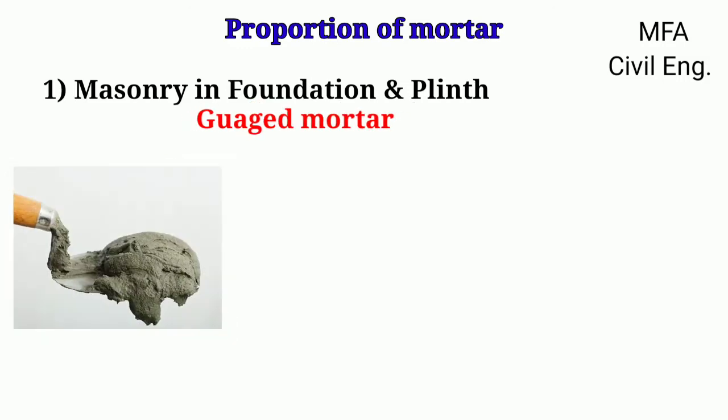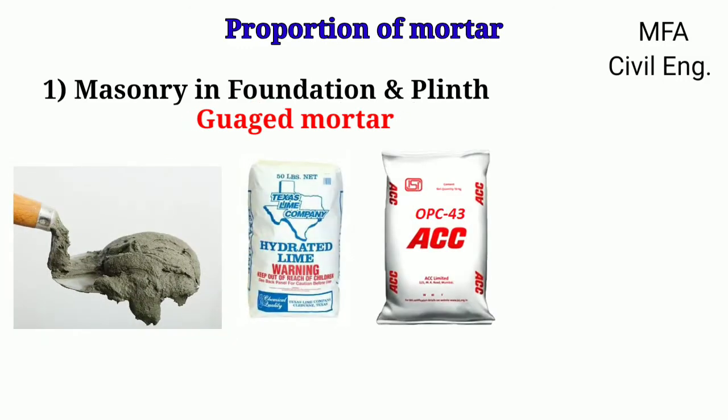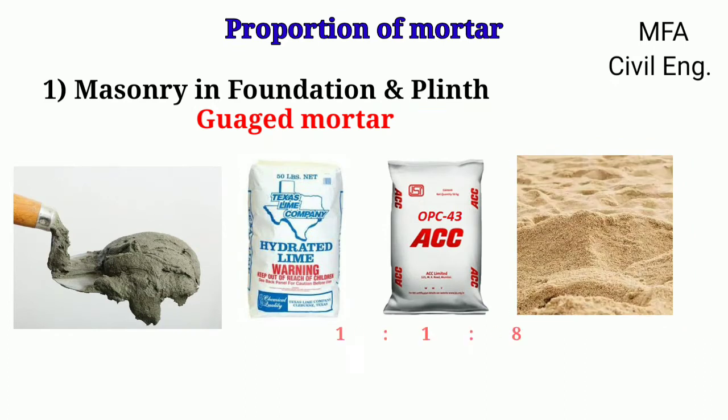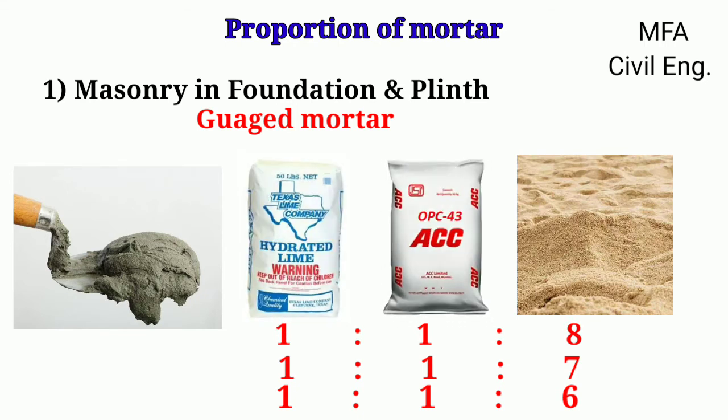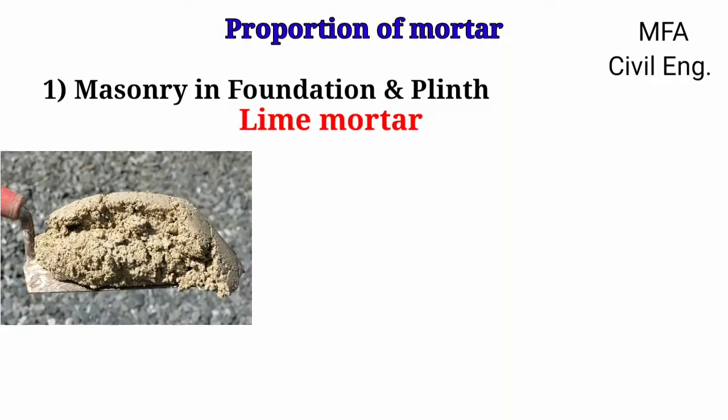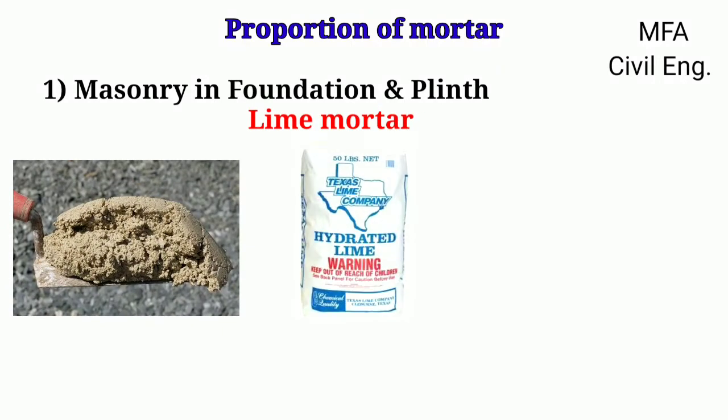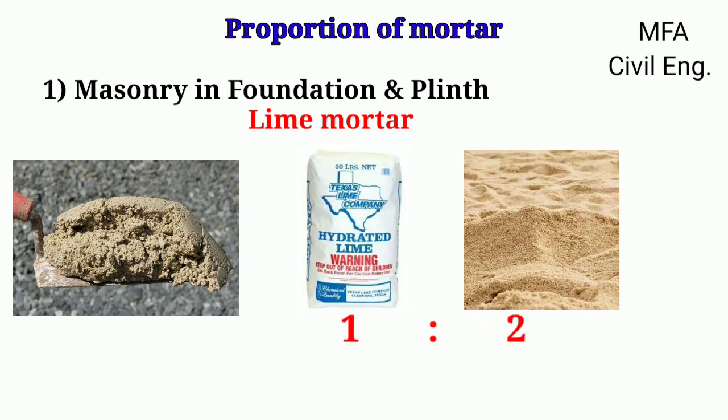For the gauge mortar, the proportion of lime, cement and sand may be 1:1:8, 1:1:7 or 1:1:6. For the proportion 1:1:8, it means 1 part of lime, 1 part of cement and 8 parts of sand, that is fine aggregate. For the lime mortar, the proportion of lime and sand varies from 1:2 to 1:3.